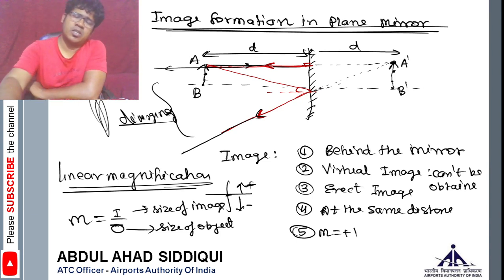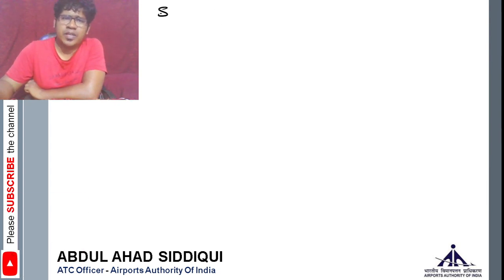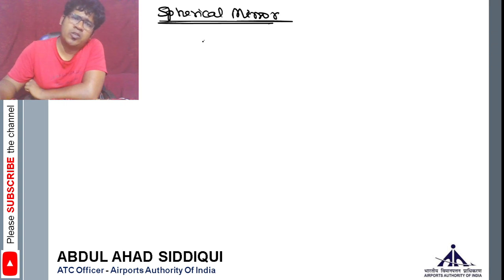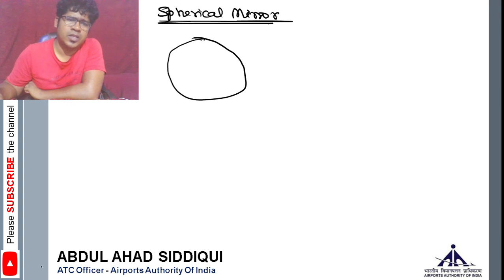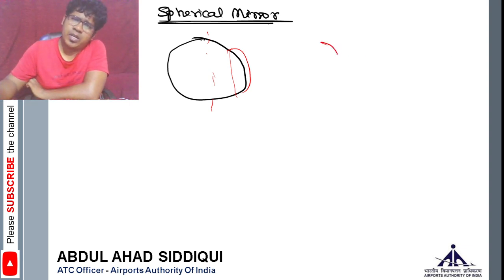Now we will be discussing spherical mirrors. See, this is, let's say, a spherical mirror. Let's say you have a spherical glass like this. It is not a circle, it is a sphere. So let's say you cut a portion, this one. The mirror will be of this shape, right? It will not be a line. It will be of this shape. So let's say the mirror is formed like this.